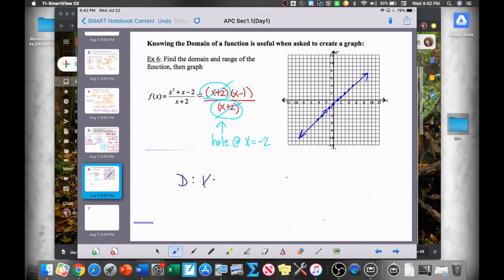So now my domain, very simple, right? My domain is basically x cannot equal negative 2. Well, then what will my range be? My range is my y values, right? Well, my y values are everything except where that hole is. Well, where's that hole? When x is negative 2, it looks like y is negative 3. So that means that my range is going to be y cannot equal negative 3. It can be anything else, but because x can't be negative 2, we will never have a y value that will be negative 3 due to our hole in our function.